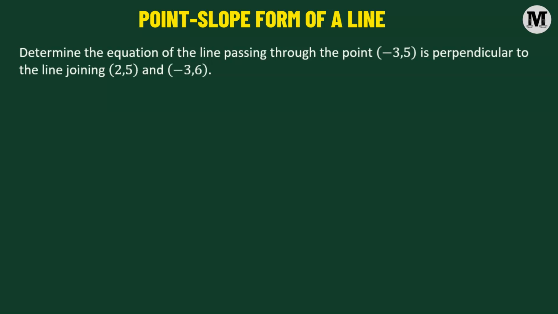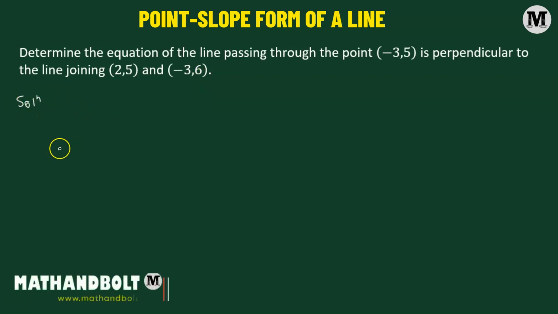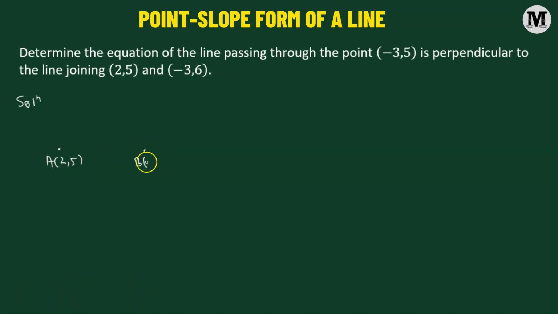Determine the equation of the line passing through the point (-3, 5) and perpendicular to another line formed by joining the points (2, 5) and (-3, 6). Let us begin. Let's say we have 2 points. Point A has the coordinates (2, 5) and point B has the coordinates (-3, 6). We are going to join point A and point B.